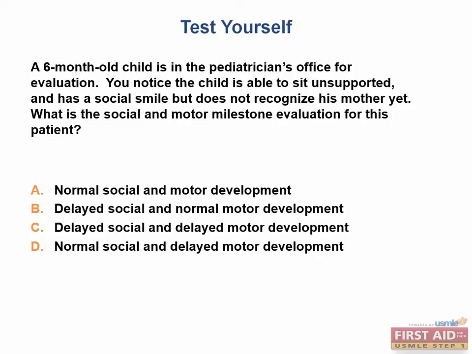Test yourself. A 6-month-old child is in the pediatrician's office for evaluation. You notice that the child is able to sit unsupported and has a social smile, but doesn't recognize his mother yet. What is the social and motor milestone evaluation for this patient? A. Normal social and motor development. B. Delayed social and normal motor development. C. Delayed social and delayed motor development. Or D. Normal social and delayed motor development?